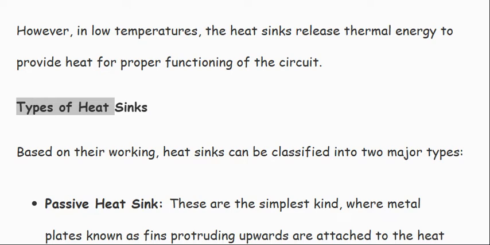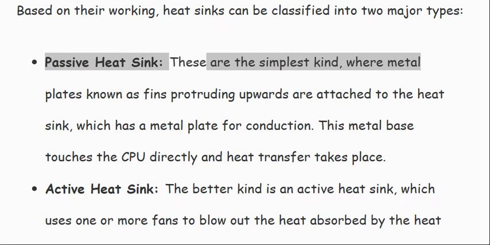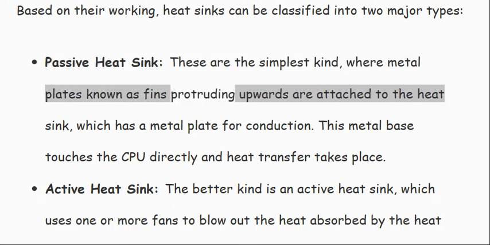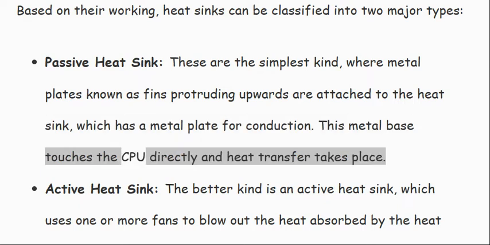Types of heat sinks. Based on their working, heat sinks can be classified into two major types. Passive heat sink: these are the simplest kind, where metal plates known as fins protruding upwards are attached to the heat sink, which has a metal plate for conduction. This metal base touches the CPU directly and heat transfer takes place.